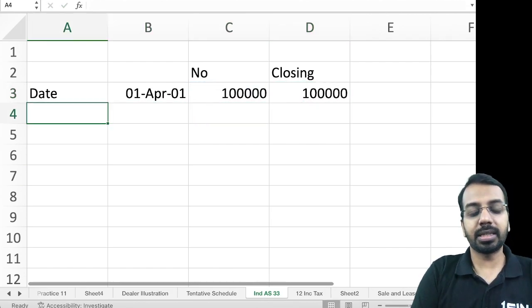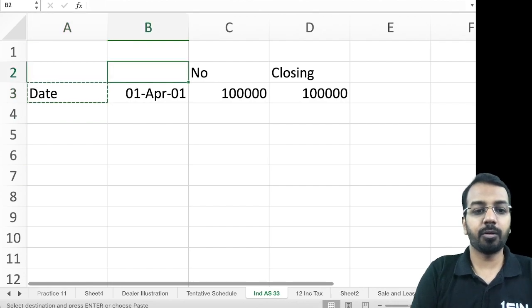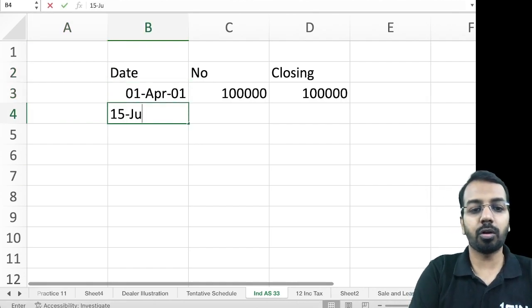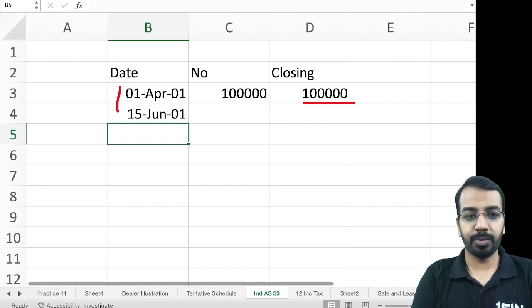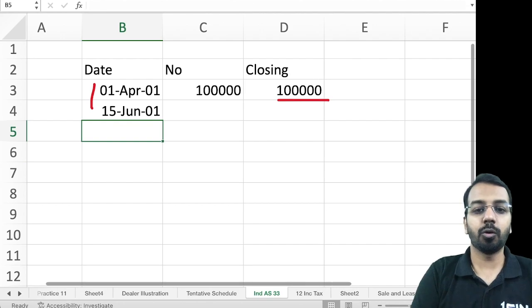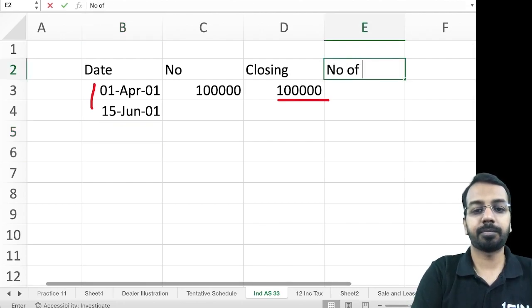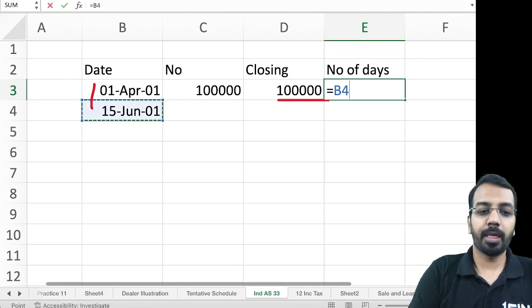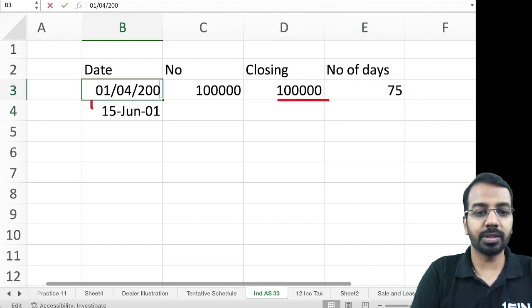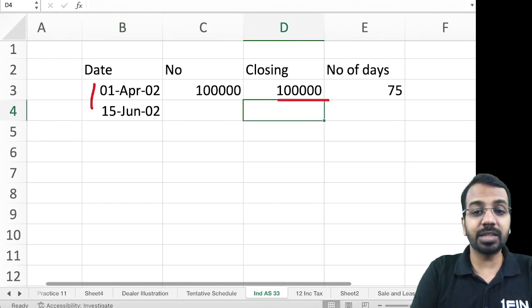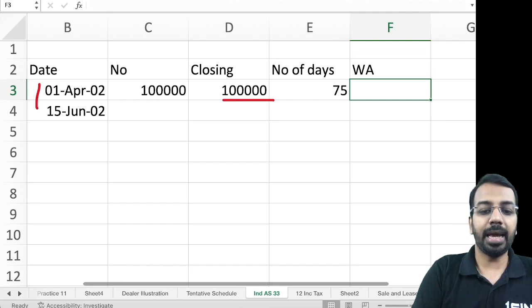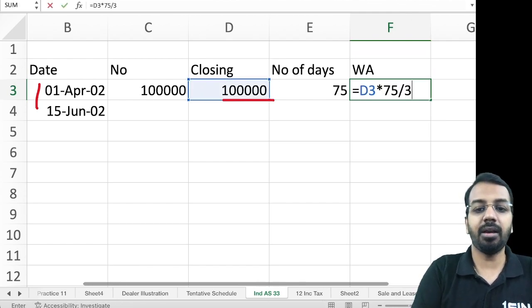And when does the next change happen? 15th of June of year 1. What does that mean? That basically means that this 1 lakh shares are outstanding from 1st of April till 15th of June. The next change happens on 15th of June. So number of days, 15th June minus 1st of April, year 2. I'll take year 2, otherwise there will be a leap year issue. So basically it means for 75 days we have 1 lakh shares. So what is the weighted average? 1 lakh into 75 divided by 365.